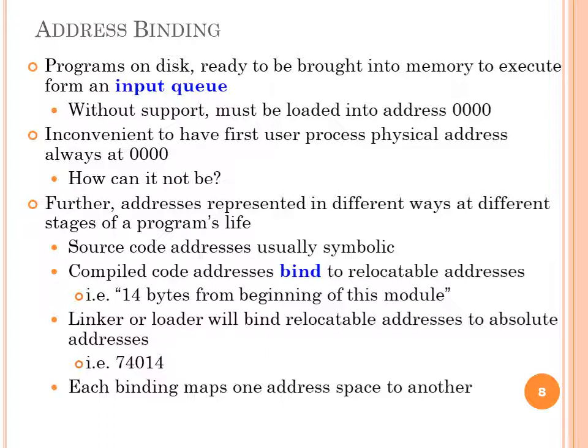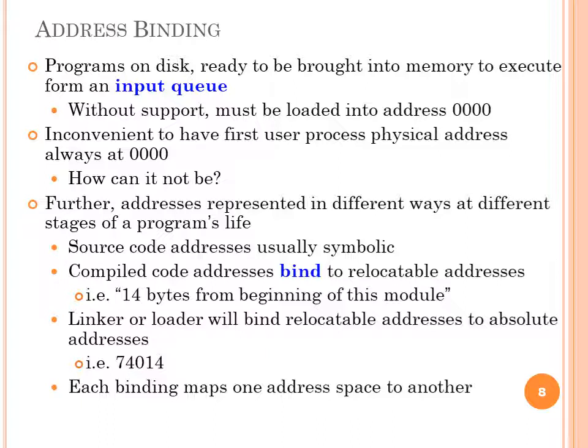The normal procedure is to select one of the processes in the input queue and to load that process into the memory. As the process is executed, it accesses instructions and data from the memory. When the process terminates, its memory space is declared available. Most systems allow user processes to reside in any part of the physical memory.